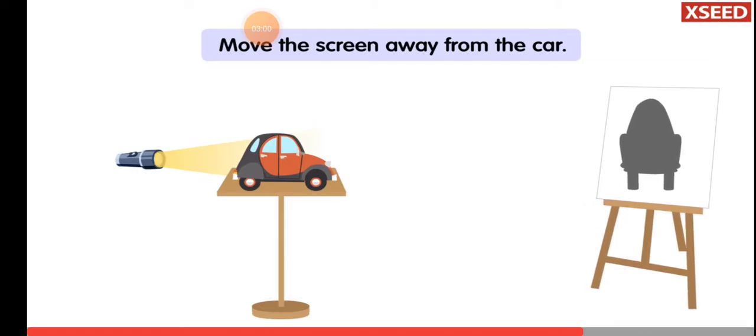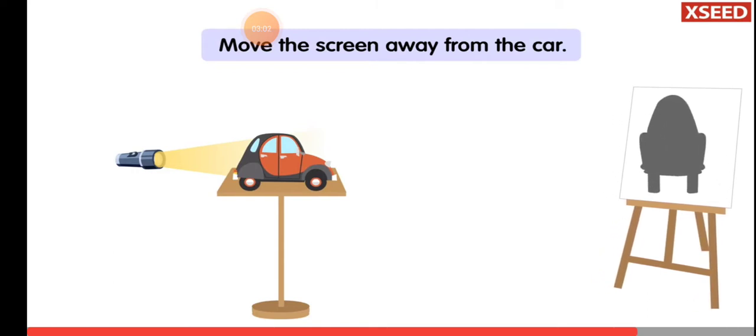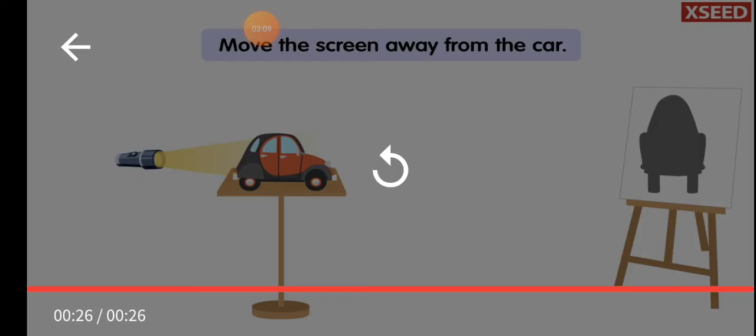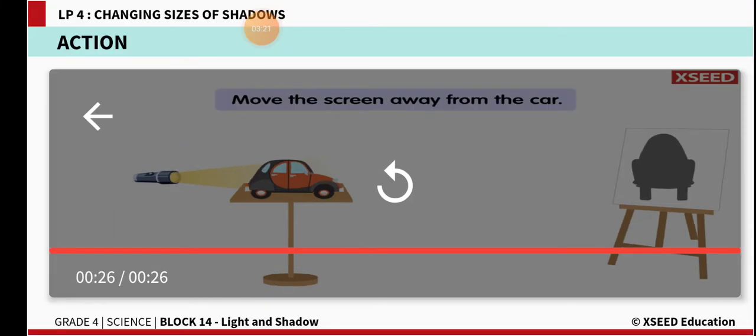Shadow size changes as the screen moves away. So when the object is very near to the screen, the shadow is very small. When the object is far away from the screen, then we can see a very big shadow.